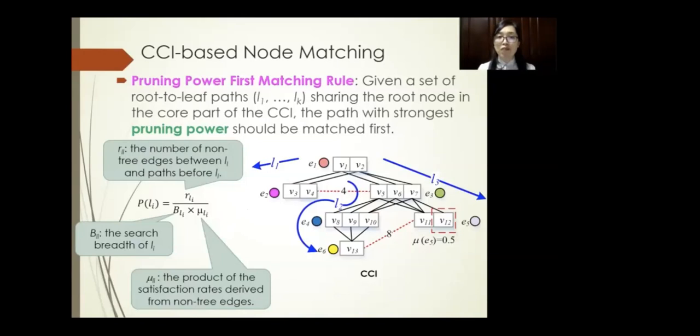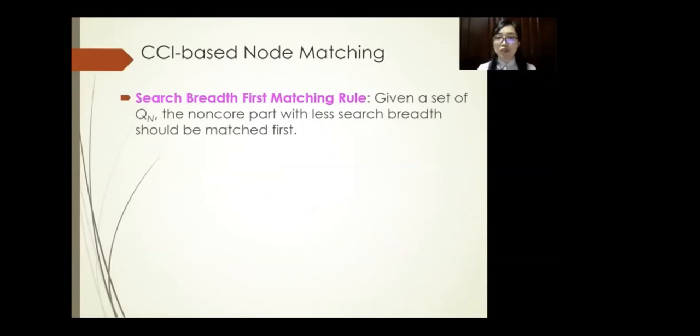Here, the pruning power is relevant to the search breadth, the satisfaction rates derived from entry edges, and the number of entry edges. For example, there are three candidate paths. We calculate their pruning power respectively and select one with the strongest value to be matched first. The third rule is the search breadth first matching rule. Given a set of QN, the non-call path with less search breadth should be matched first.